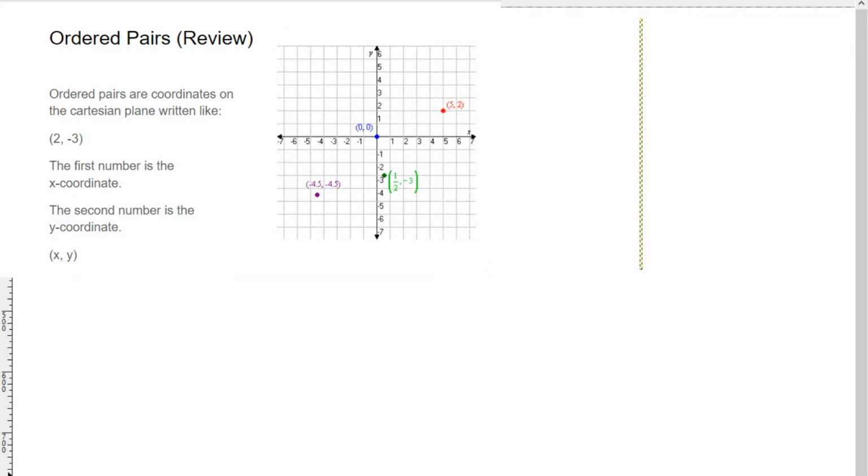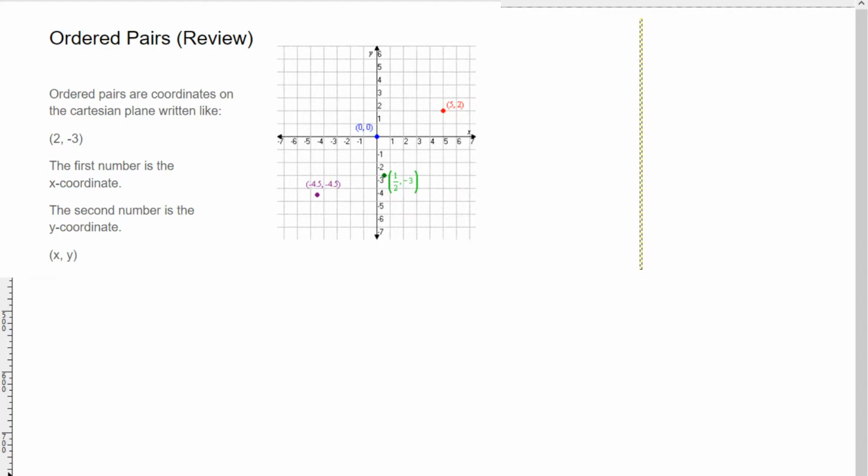Okay, ordered pairs are coordinates on the Cartesian plane. They're written like this: (2, -3), all in parentheses. The first number is the x-coordinate, so that 2 is the x-coordinate. And the second number is the y-coordinate, so the -3 is the y-coordinate.